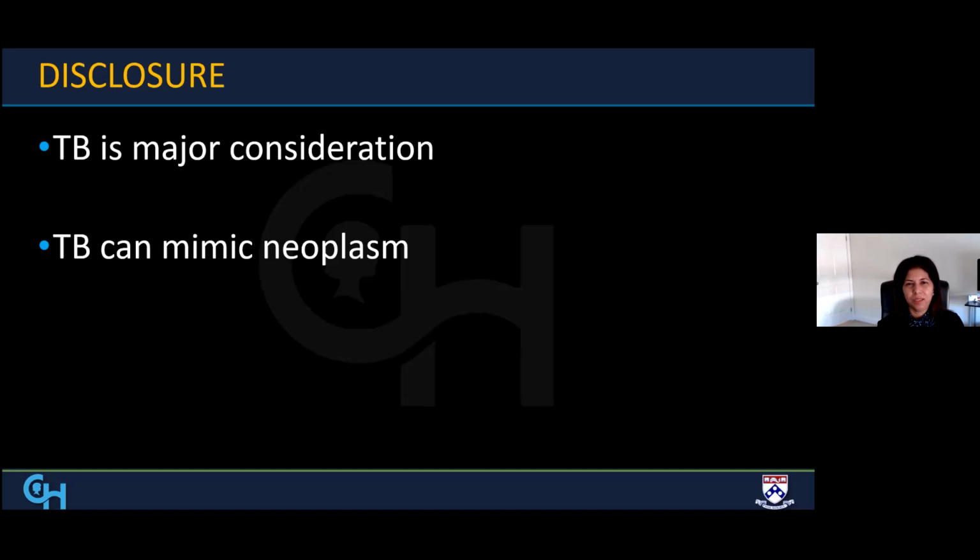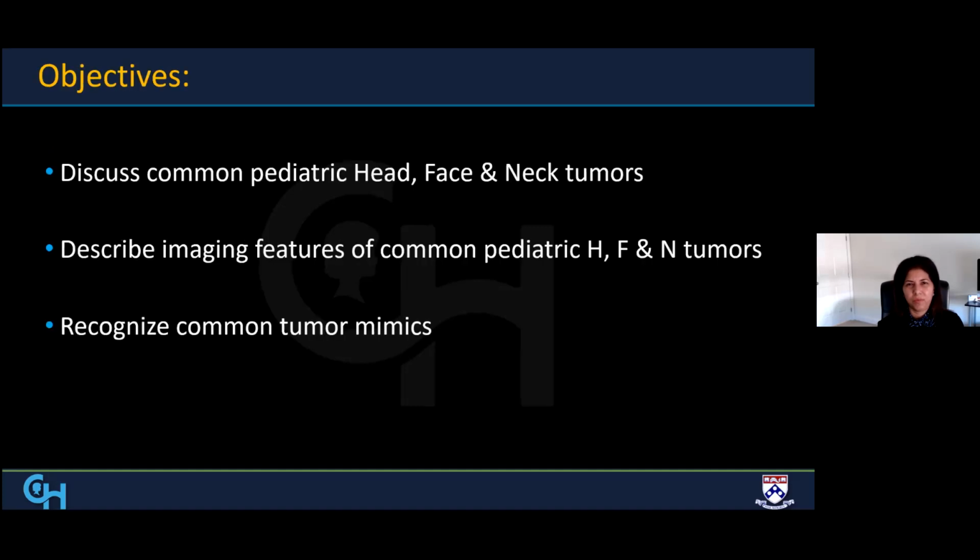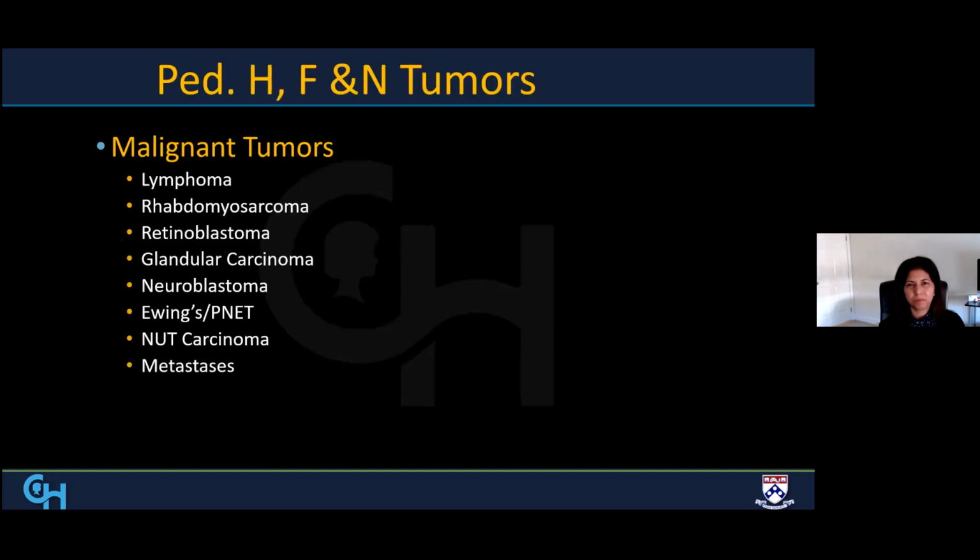So having given this major disclosure, in the next 40 minutes or so, mainly what I'll be doing is discussing some of the common pediatric head, face, and neck tumors and describing their imaging features, and also being able to recognize some common tumor mimics. So let's get on the journey.